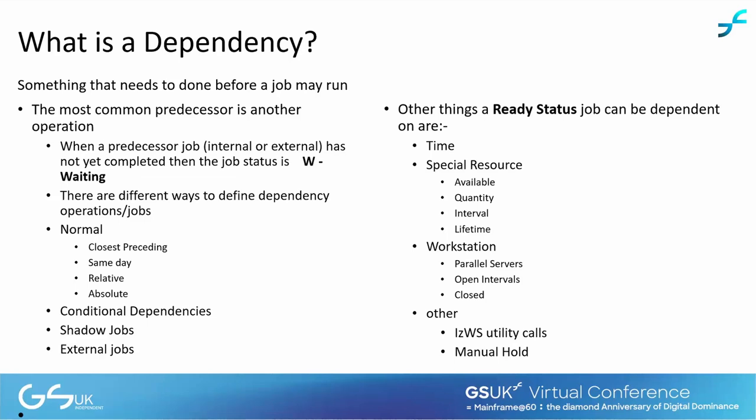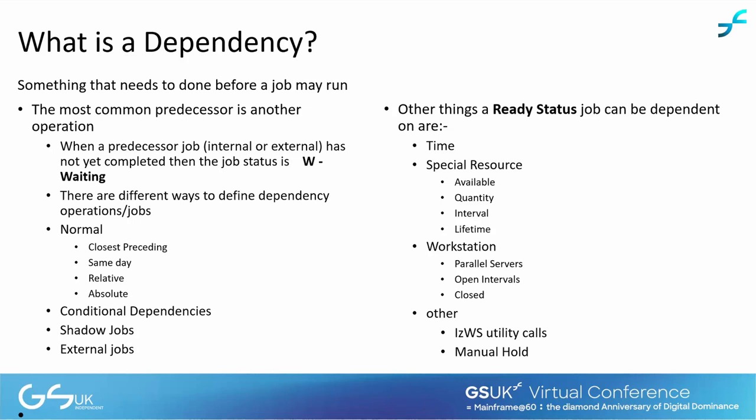Job dependencies, closest preceding, that's the one we all know and love. That's been around for 30 odd years, but that's been changed. So now we can also say we want to be dependent on something that's going to happen the same day or in a relative or absolute time period. We've got conditional dependencies, shadow jobs, external jobs that you could be waiting for.